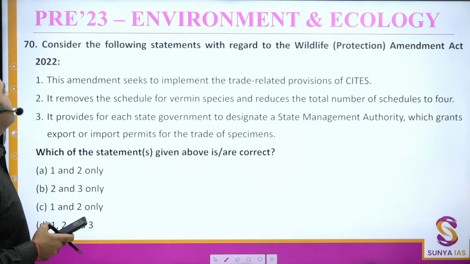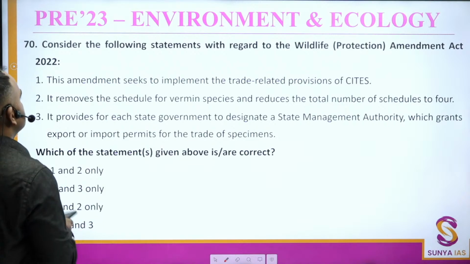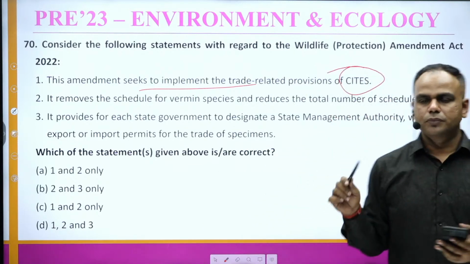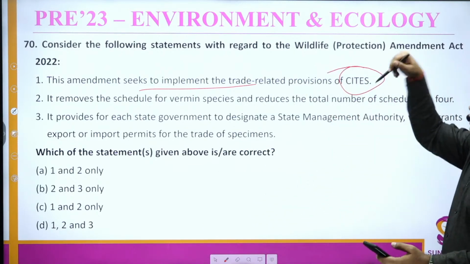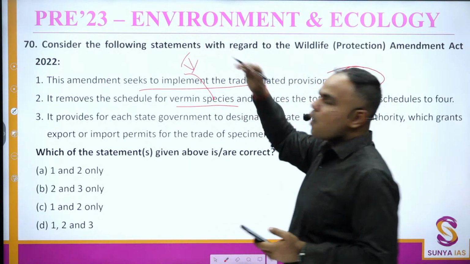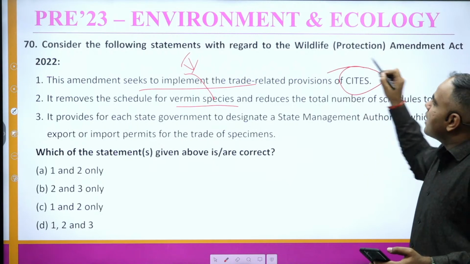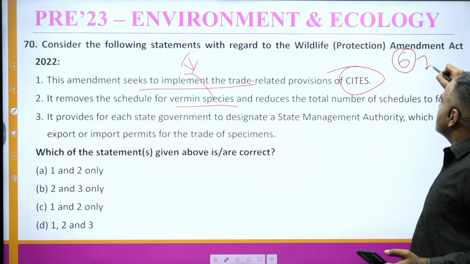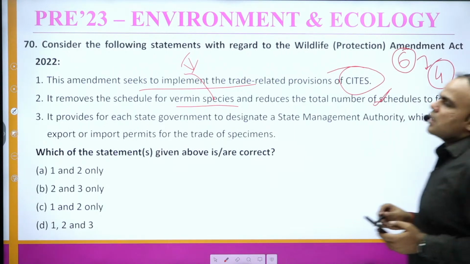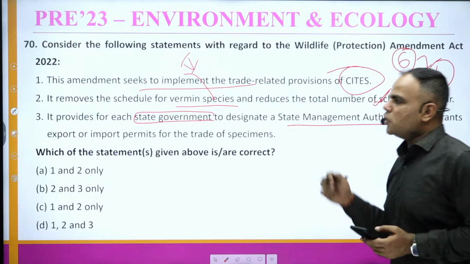Now this was the question I think some of you were waiting for. This is related to the Amendment Act of 2022. This will make your doubts clear. So this amendment seeks to implement the trade-related provisions of CITES. True. I'll also compare both of them. It removes the schedule for vermin species. Vermin species were designated in Schedule 5 of the Wildlife Protection Act, 1972, earlier. But now these have been removed. The earlier Act of 1972 had 6 schedules. Now this has been reduced to 4 schedules. This is true.